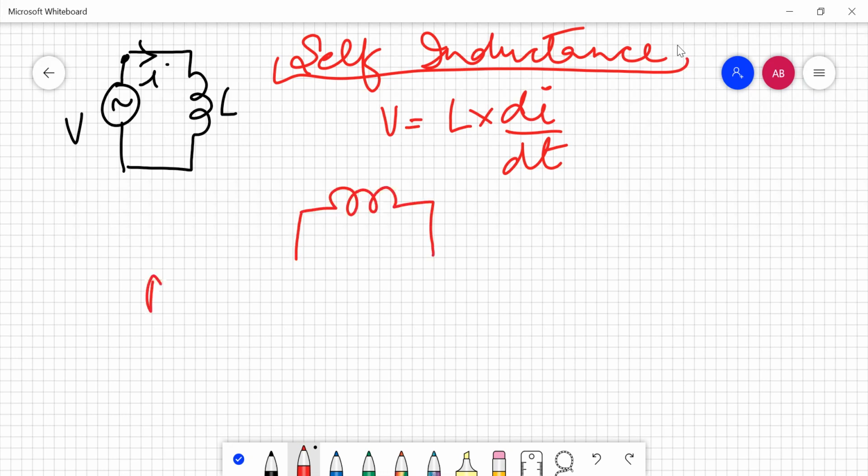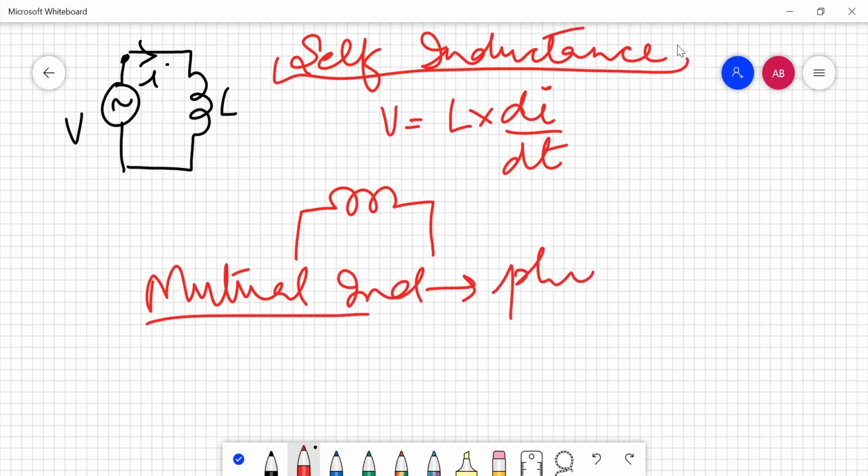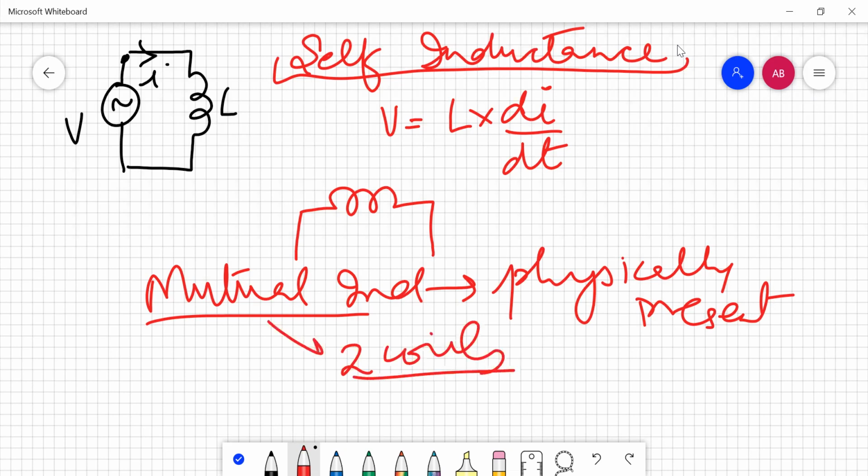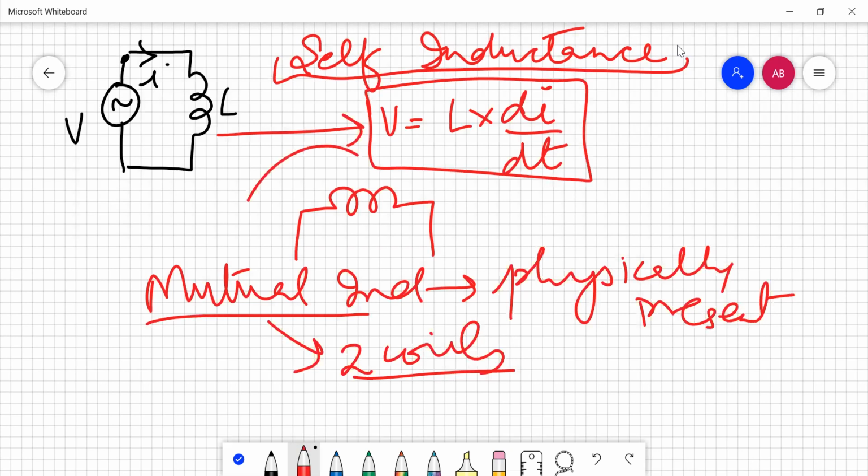But when we talk about mutual inductance, it is not physically present. Mutual inductor is not physically present. It is the property with which more than two coils are associated. Mutual inductance is a property with which two or more coils are coupled with one another. So let's discuss the mutual inductance. But you have to just focus on this formula because from here we are going to derive the formula of your mutual inductance as well.